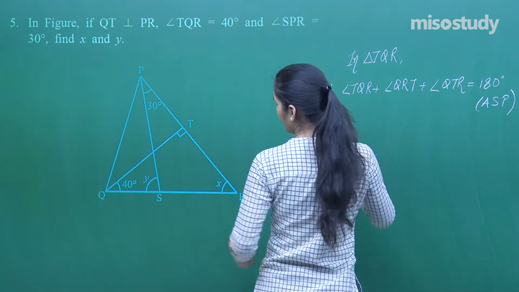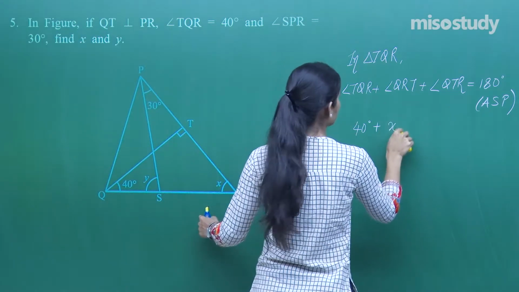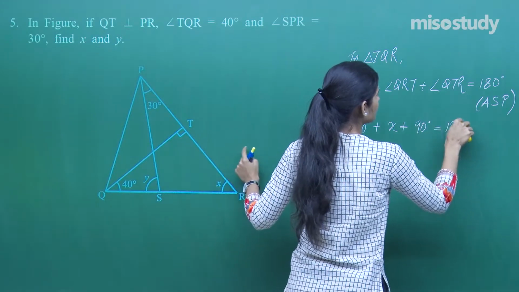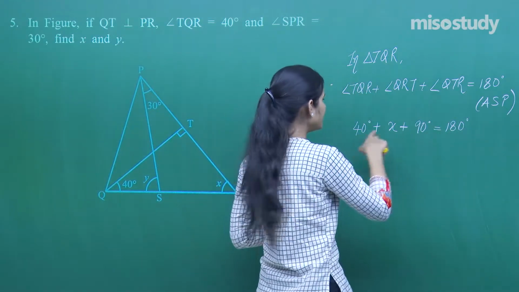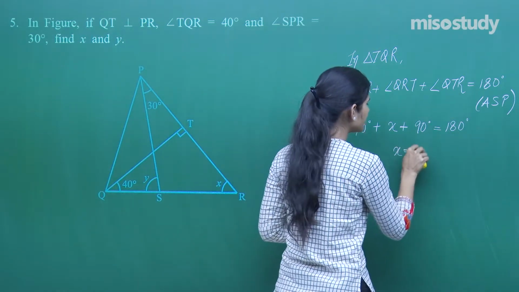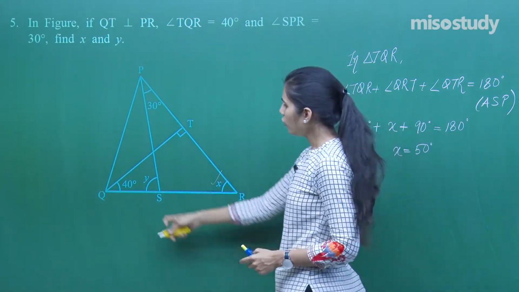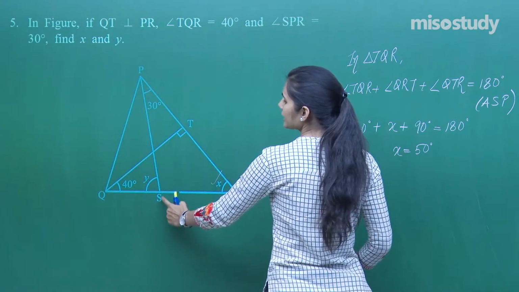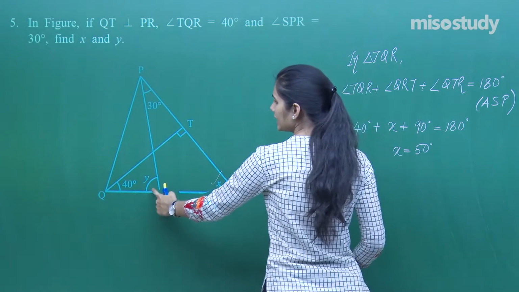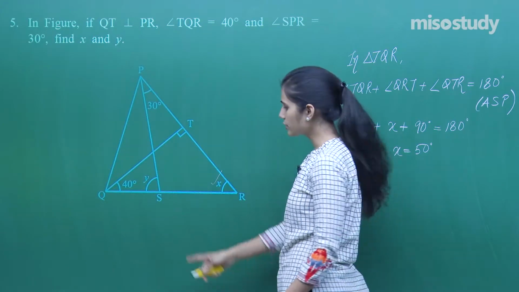Now TQR is given to be 40 degrees, QRT is given to be x, QTR is given to be 90, this is 180. So 90 plus 40 is 130, 180 minus 130 is 50, so x is 50 degrees. So x you have obtained as 50 degrees. Now look at y. Y is exterior angle at the point S of the triangle PSR. So exterior angle is equal to sum of opposite interior angles. This 30 degrees and x, these are opposite interior angles to angle y.